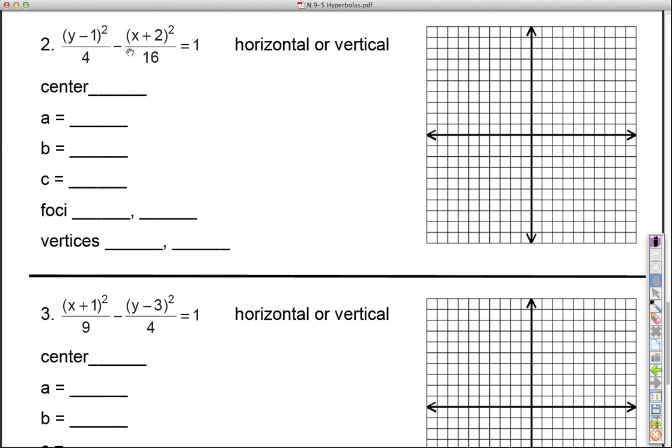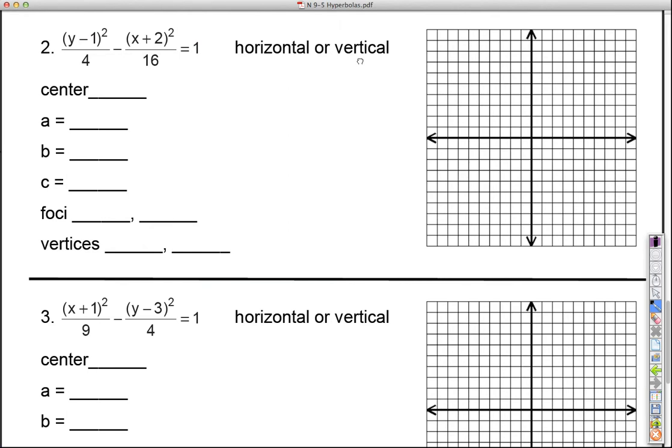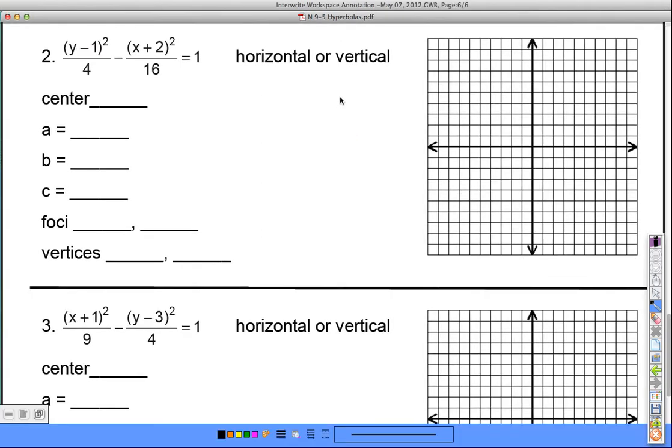Horizontal or vertical? This one is vertical because the 4A is under the Y, so A is 2, B is 4. The center, X goes first, so it's -2, 1. Now we're going to go up and down from the center along our axes.